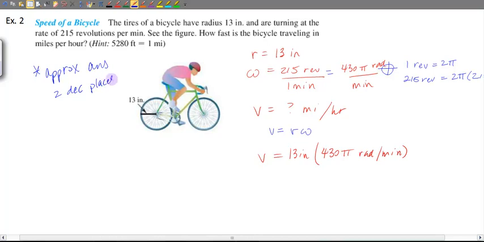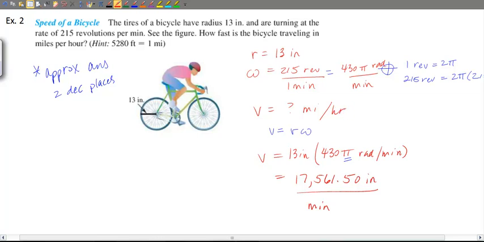That is important information because when I plug this into my calculator, I'm going to use the pi button on my calculator and get a decimal value for this entire answer. So when I do that, 13 times 430 times pi, I end up with 17,561.50 inches per minute. Now I wrote it like this because they asked me to find it in miles per hour.